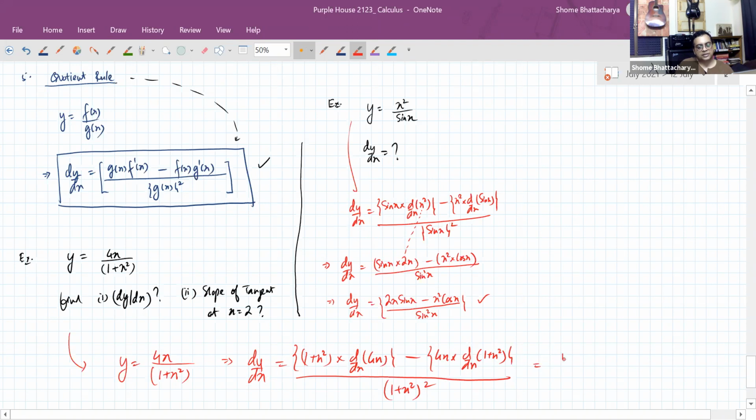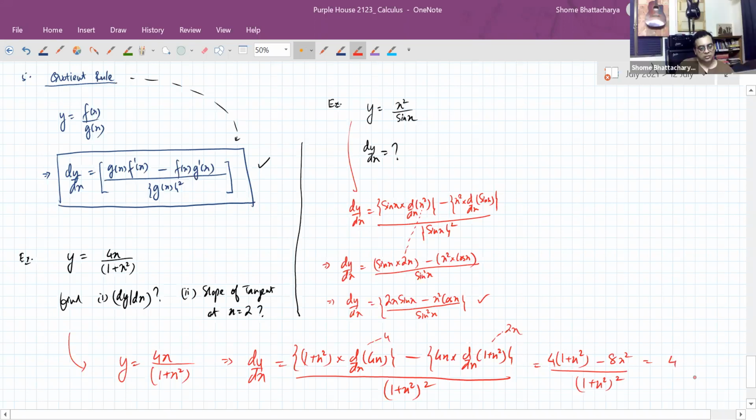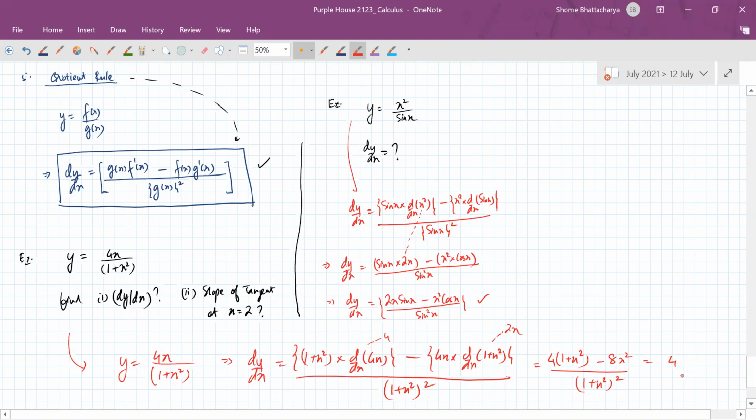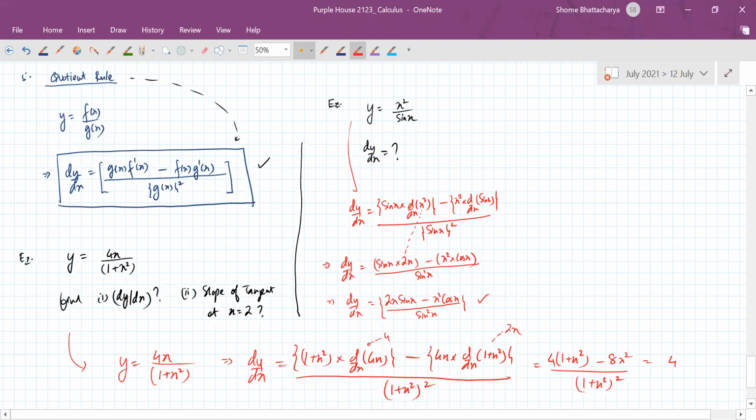Now we have to do a bit of algebra here. So this is 1 plus x squared into 4. So this derivative will be 4. And this derivative will be 2x. So minus 8x squared. So in this case, the 4x will be only 4, no? The 4x was there, no? So by the prime one, that's why 4 was written, it will be only 4. This is 4, sir, no?